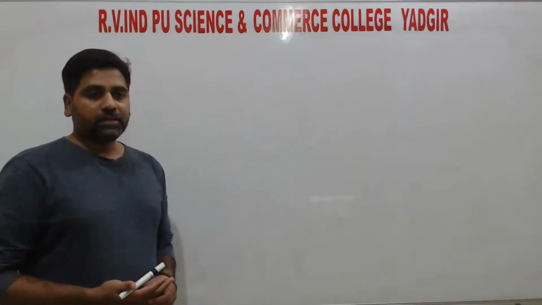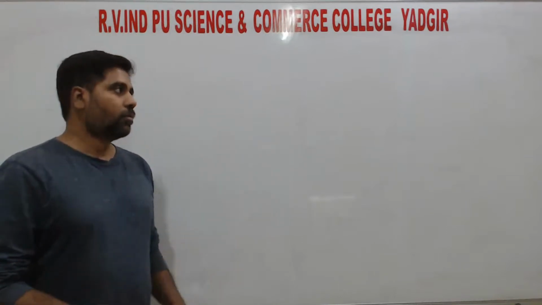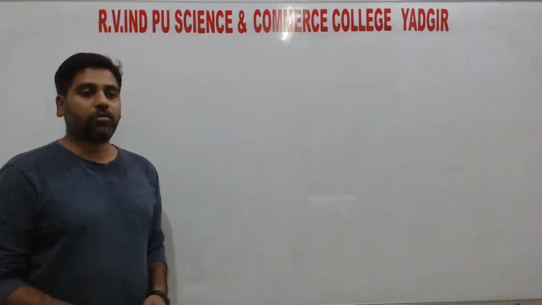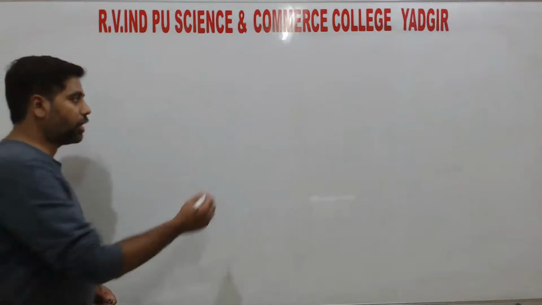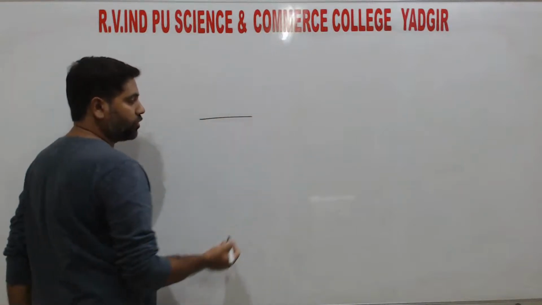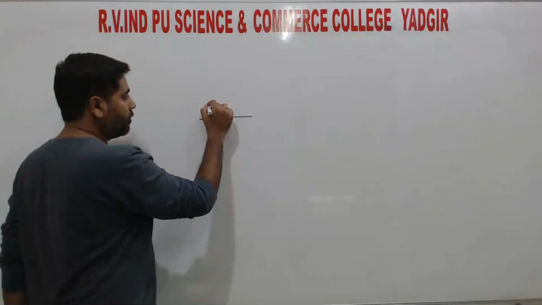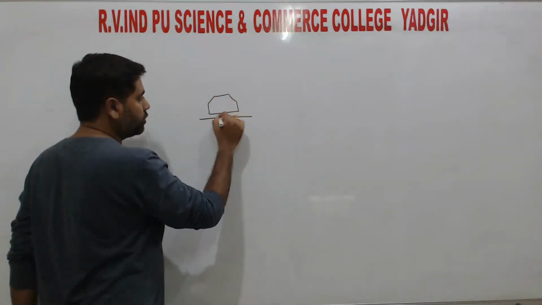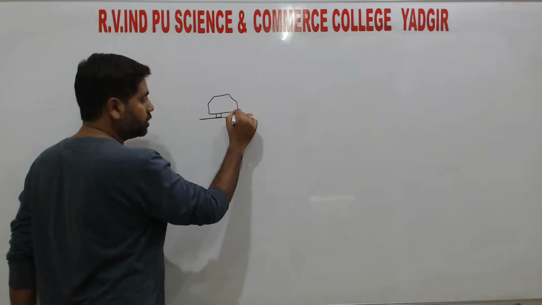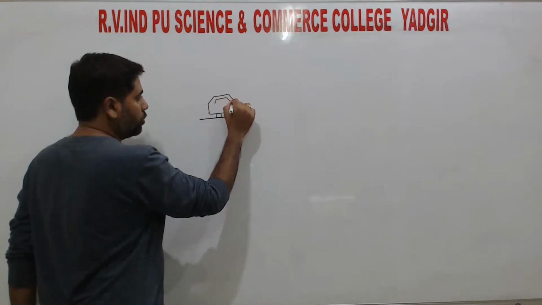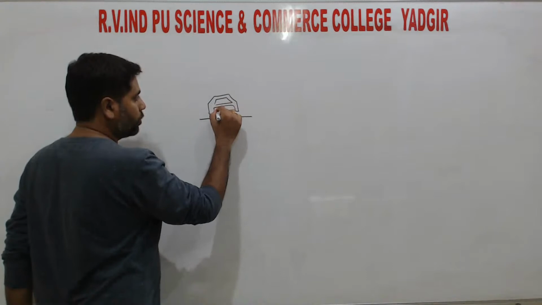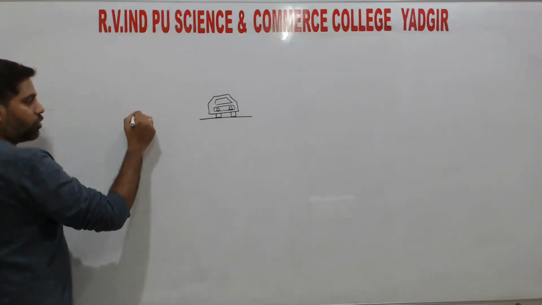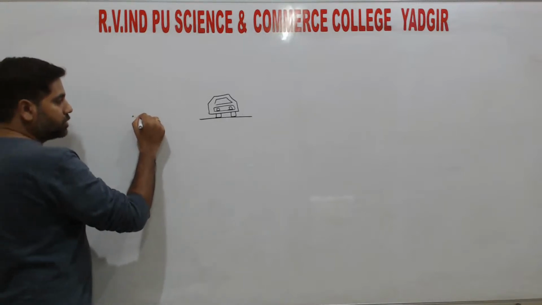Correspondence students, in the last class we discussed the moving of a car, or a vehicle, on a circular road. That is a plain circular road. If we consider this as a plain road, any vehicle or car moving on this plain circular road has a radius r.